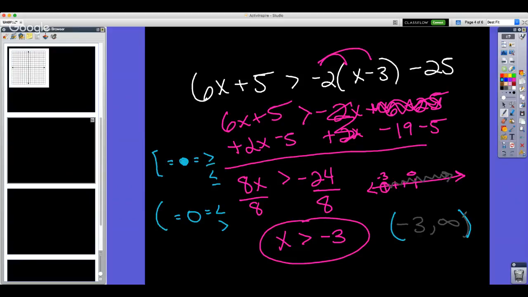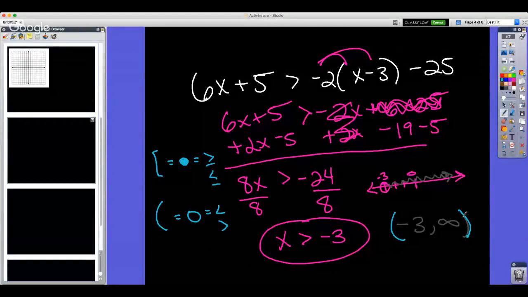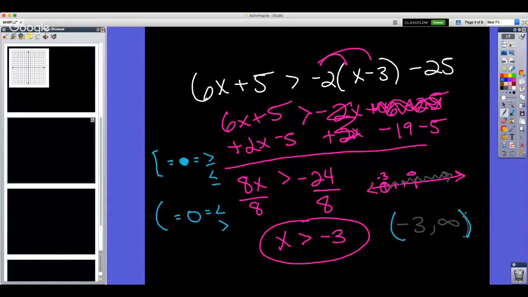Does that make sense? And so this is interval notation here. This is the graph, and we call that an inequality right here, or set builder notation, but you don't need to know that. So this is interval notation and then the graph. So that's just a heads up there.